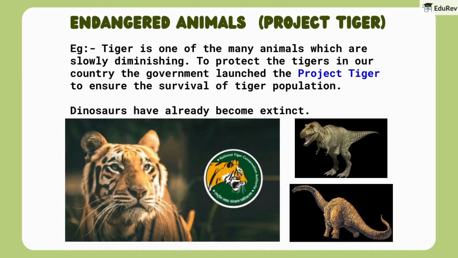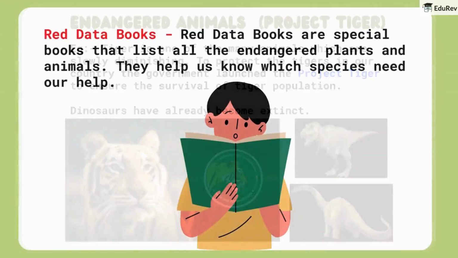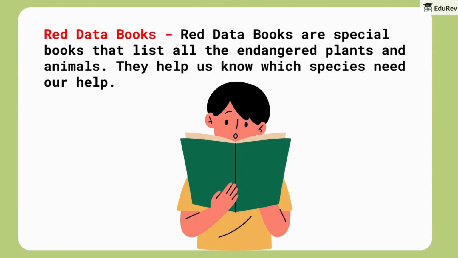To protect the tigers in our country, the government launched the Project Tiger to ensure the survival of the tiger population. Species like dinosaurs have already become extinct. Red Data books are special books that list all the endangered plants and animals. They help us know which species need our help.